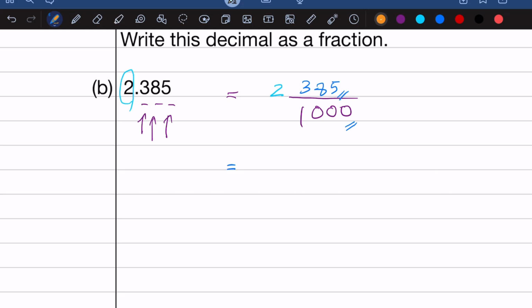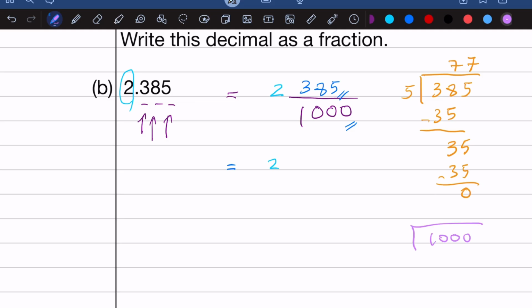We will have a go to see if it's divisible by 5. I'm going to divide it right here so you can see 385 divided by 5. 5 times 7 gives 35, and it will leave us with a remainder of 0. And we can pull down our 5 again. 5 times 7 gives us 35, and it gives us 0. Now 1,000 divided by 5: 5 into 10 is 2, then we drag down another 0, 5 into 0 gives 0, and we drag down another 0, which gives 0.